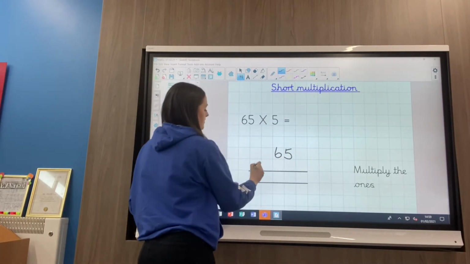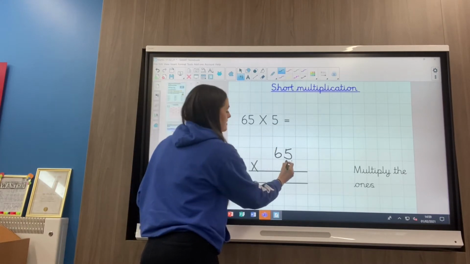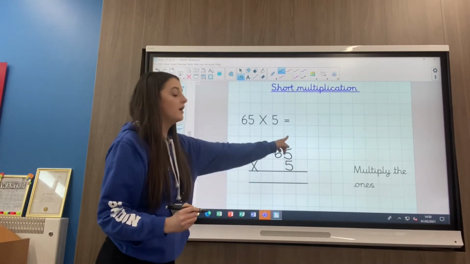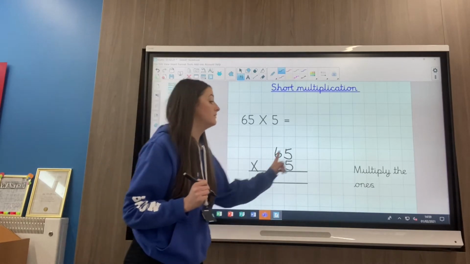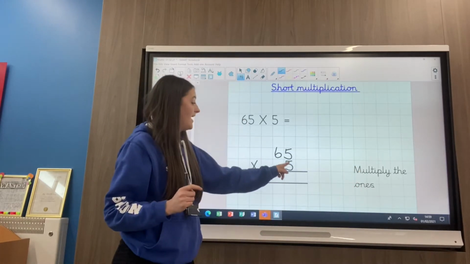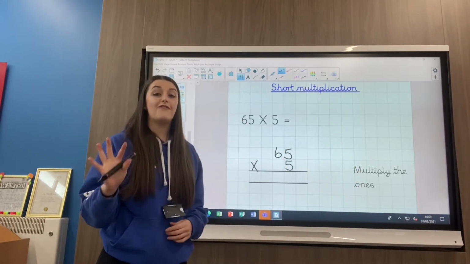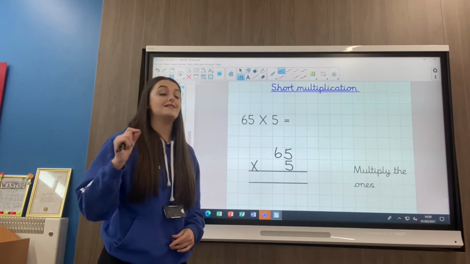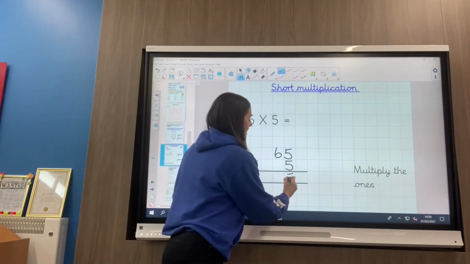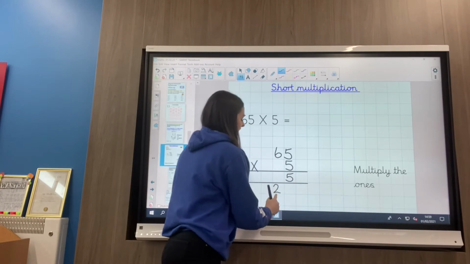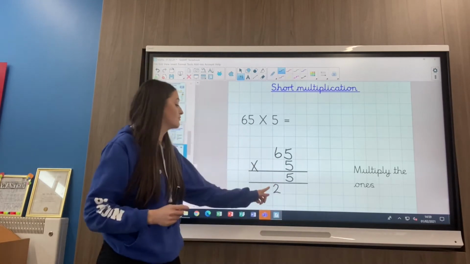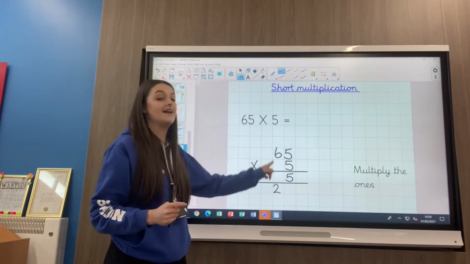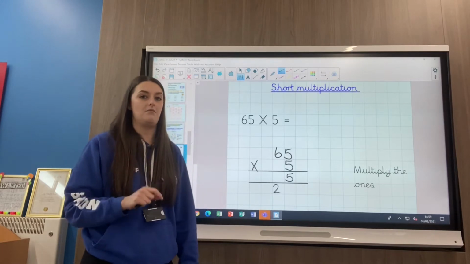I am multiplying it by 5 ones. I'm going to put those 5 ones under the ones column, and we start by multiplying the ones. 5 times 5. Now I know 5 times 5 is 25. So I'm going to put my 5 ones there and exchange and carry my 2 tens from 25 under the tens column, because I need to add them on in a minute.